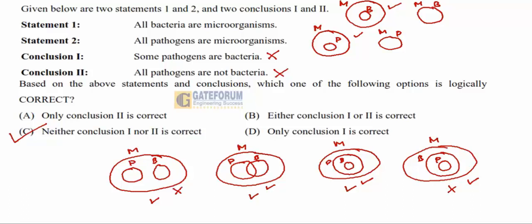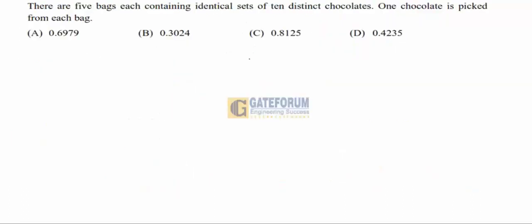Let's go to the next one. There are 5 bags, each containing identical sets of 10 distinct chocolates. One chocolate is picked from each bag. Well, the question is apparently missing. Let me tell you the question that was actually there. It was: find the probability that at least 2 of the chocolates selected are identical.